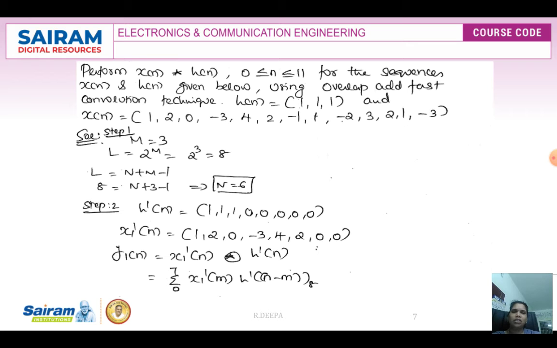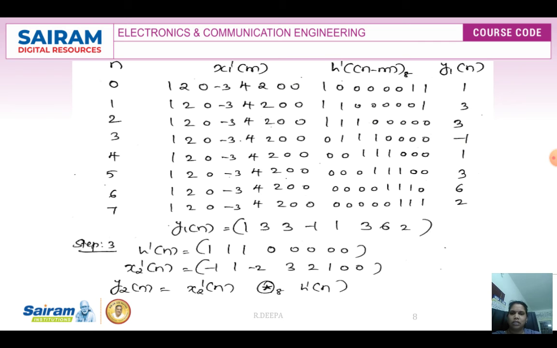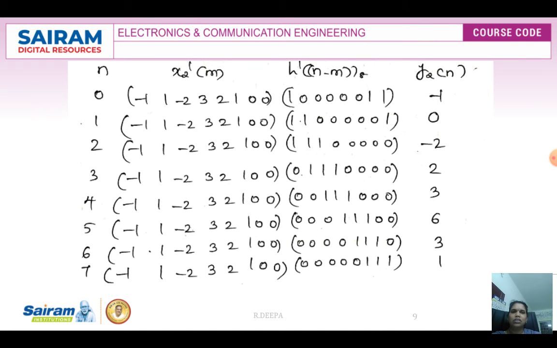So it will start with minus 1, 1, minus 2, 3, 2, 1, along with 2 zeros. Zero padding we have done so that the entire length becomes 8. Now let us do the circular convolution between x2 dash of n and h dash of n using the circular convolution method, and the output is named as y2 of n.